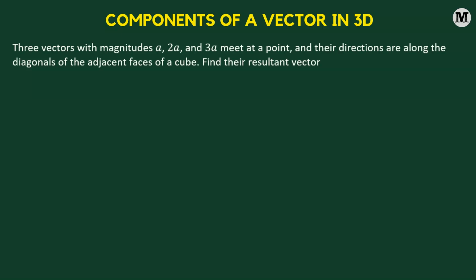Three vectors having magnitude a, 2a, and 3a meet at a point, and the directions are along the diagonals of the adjacent faces of a cube. Find the resultant vector. Okay, let us begin.